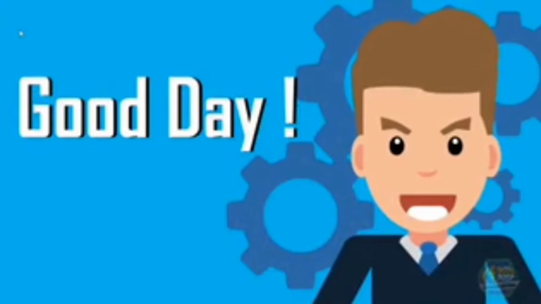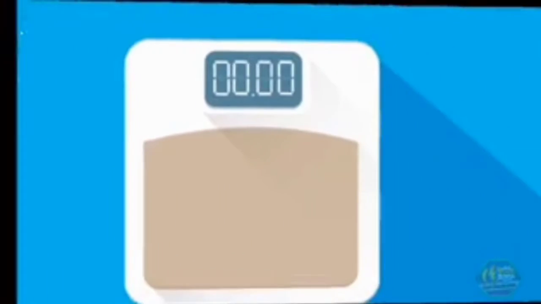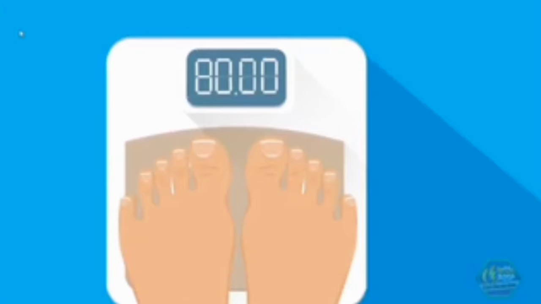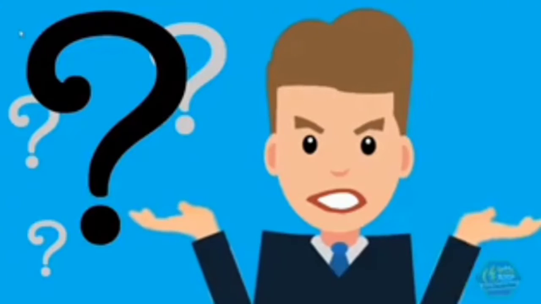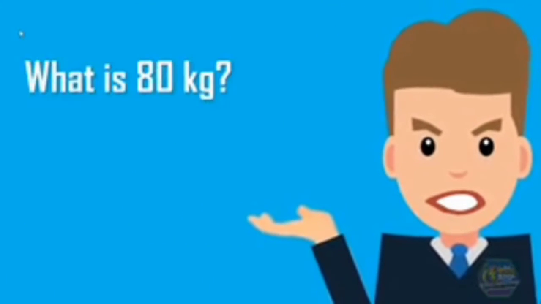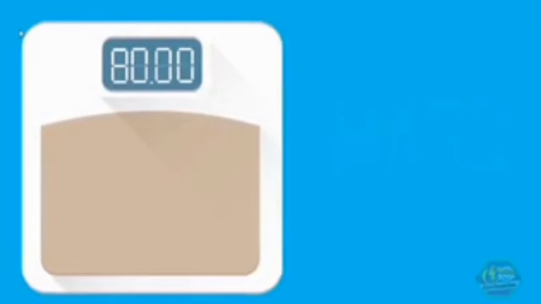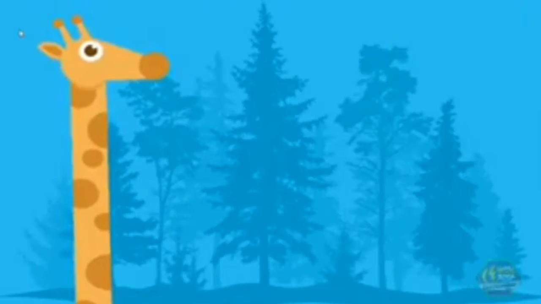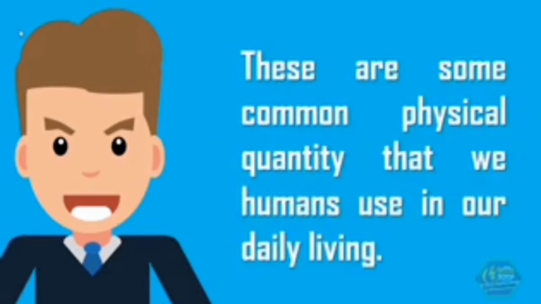Good day, learners. This is Easy Engineering. This time, we are going to talk about units and physical quantities. To begin with, let me give you some common examples. If I say, I am weighing 80 kilograms, I am 20 minutes early, that is 10 meters long. But the question is, what is 80 kilograms? What is 20 minutes? And what is 10 meters? We all know that 80 kg refers to mass, 20 minutes refers to time, and 10 meters refers to length. These are some common physical quantities that we humans use in our daily living.